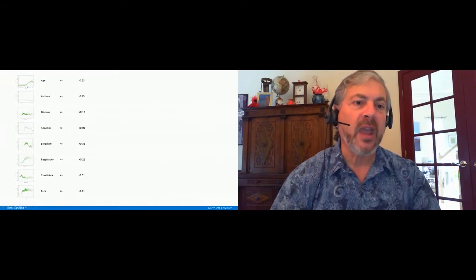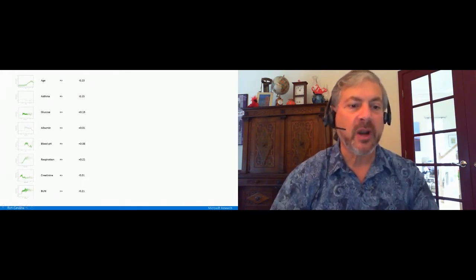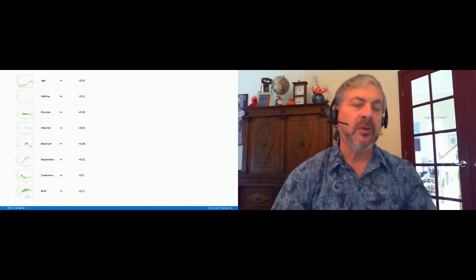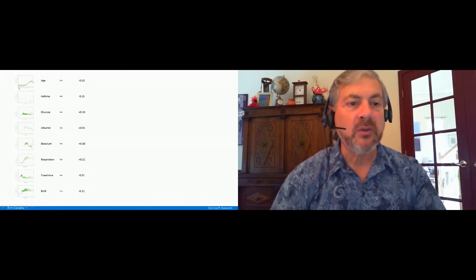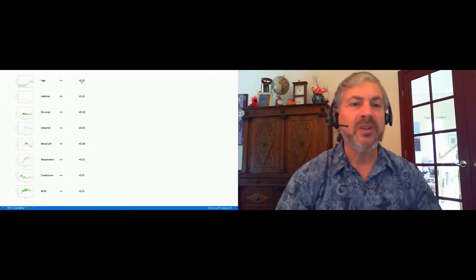Here's a function of age represented as a graph. Here's a function of asthma represented as another graph. A function of your blood urea nitrogen on the bottom represented as another graph. And remember, there's 56 of these total in the model. The way you use it is you find the patient's age on the x-axis, read off the y value, and write that number down. And that number is a log odd.